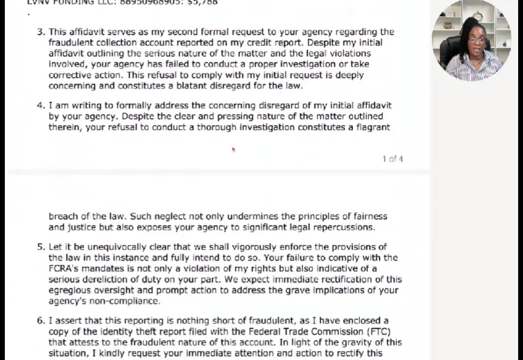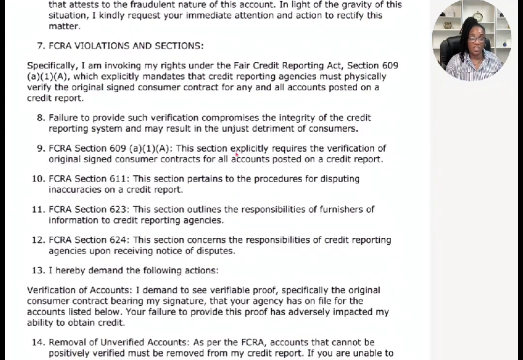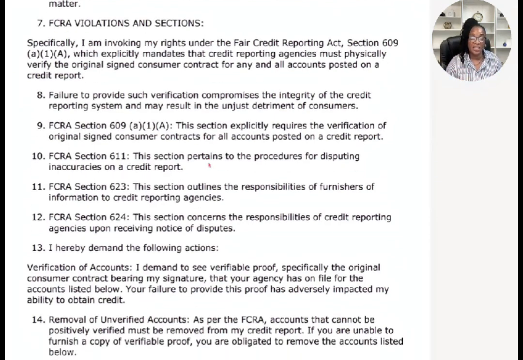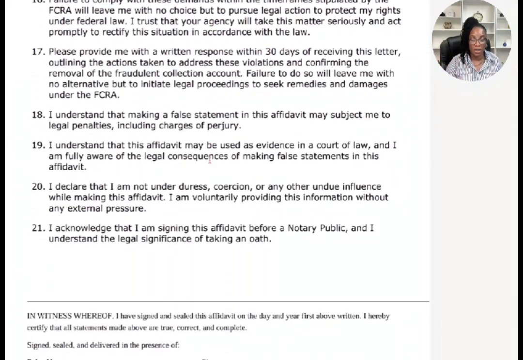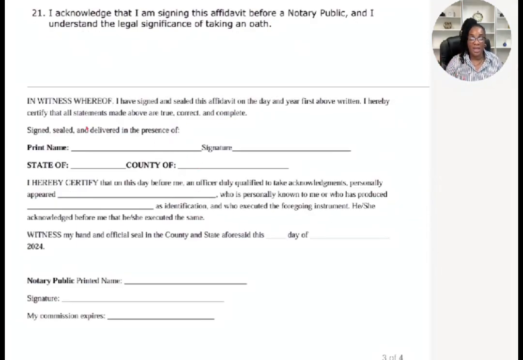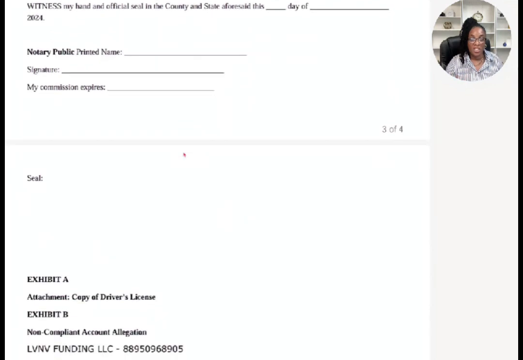This is basically like a 609 verbiage letter with some more oomph into it. I have Fair Credit Reporting Act Section 611, 623, 624, along with 609 on this particular letter. I'm not going to go through and read all this to you. I have my notary acknowledgement. So I'm going to get this notarized, and I'm going to upload any supporting documentation that I have to support my claims. That is going to be very important, especially if you have disputed several times.